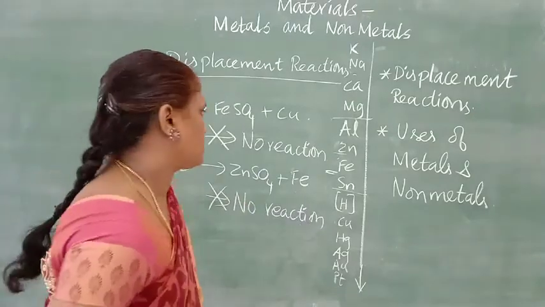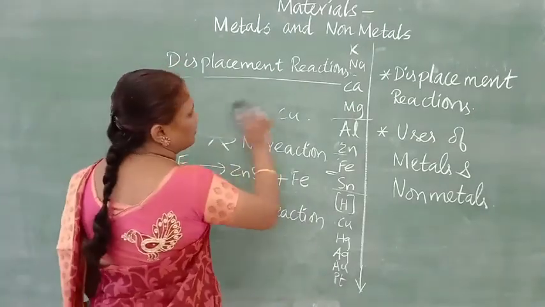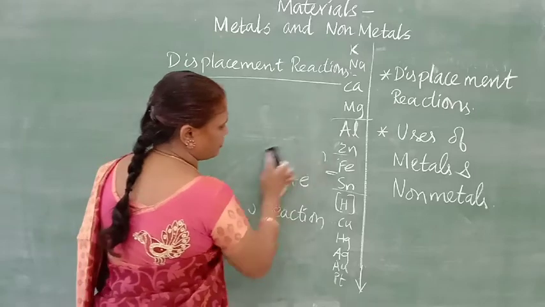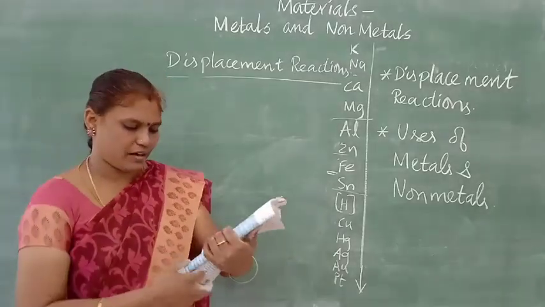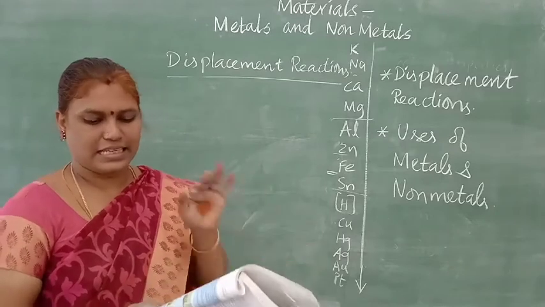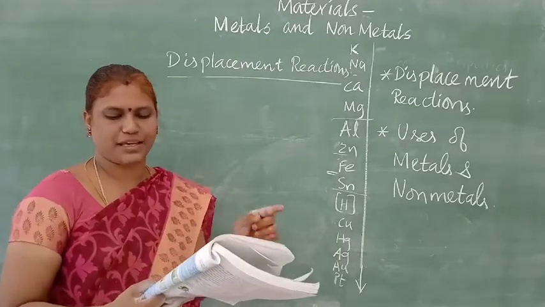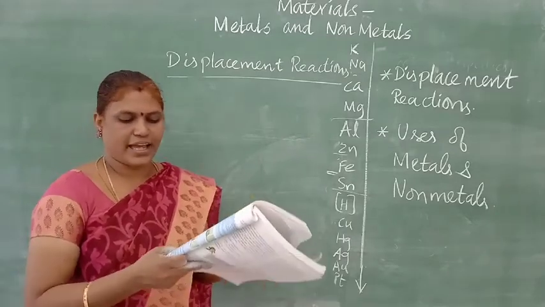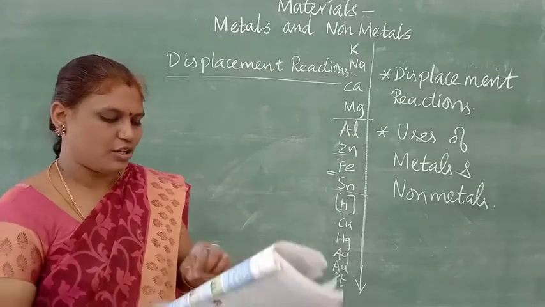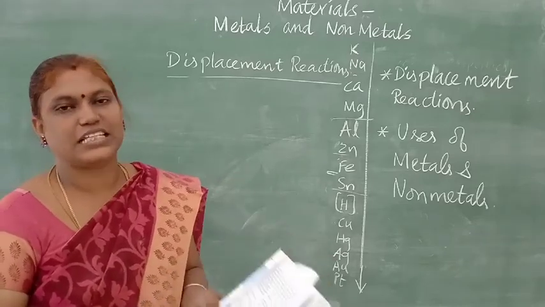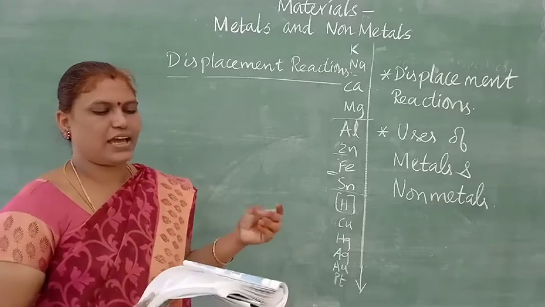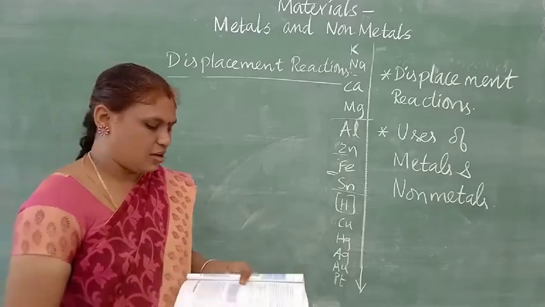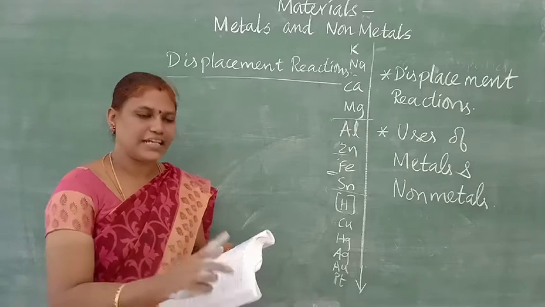So this is the final result we got from the activities. Why? Because copper and iron are less reactive. Copper is less reactive than zinc and iron, and iron is less reactive than zinc. So only in A and B does the displacement reaction take place, whereas in C, D and E it will not take place. This is the displacement reaction.